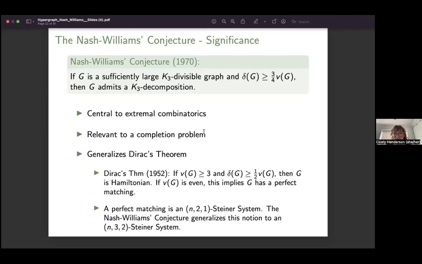Recall that Dirac's theorem from 1952 says that if we have enough vertices and minimum degree at least 1/2 times our number of vertices, then G is Hamiltonian. In other words, if our number of vertices is even, this implies that G has a perfect matching. And a perfect matching is an n-to-1 Steiner system, so the Nash-Williams conjecture generalizes this notion to an n-3-2 Steiner system. So if you take nothing else away from this talk today, other than the significance of the Nash-Williams conjecture, well, I would be happy.